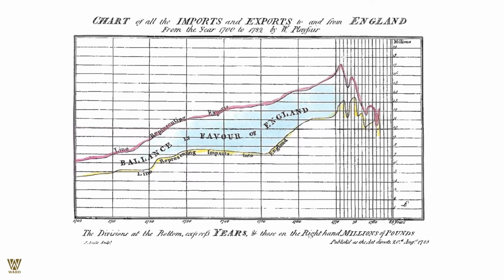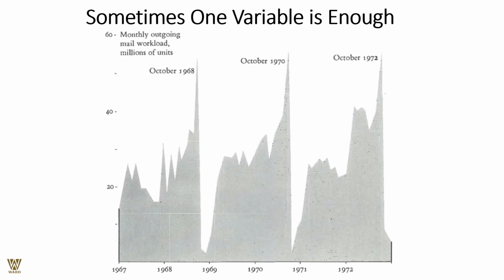Now look at the charts of all imports and all exports, let's say for the Kingdom of England, way back in the 1700s, 1700 to 1782, by W. Playfair, who produced this particular data. If you look at it, this is the balance in favor of England, a line representing imports to England and a line representing exports from England. This is wonderful data, probably better represented, but nevertheless it doesn't capture everyone's attention.